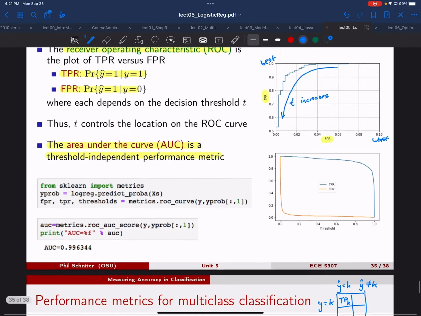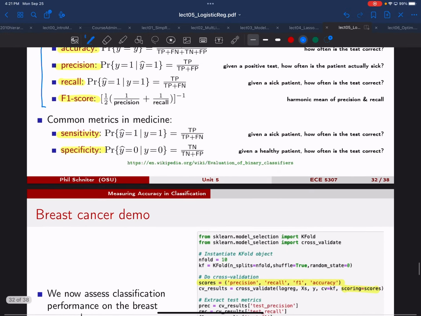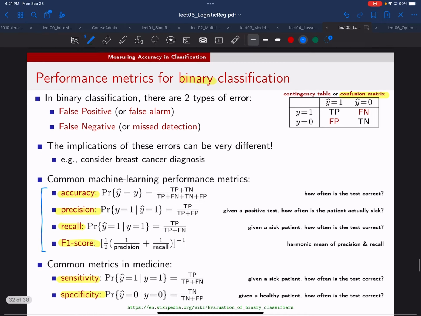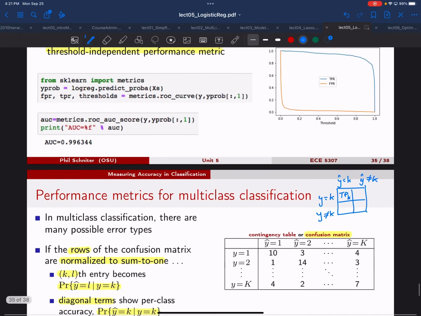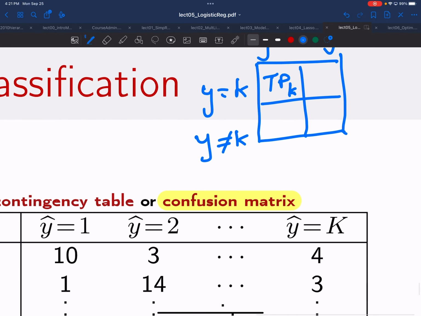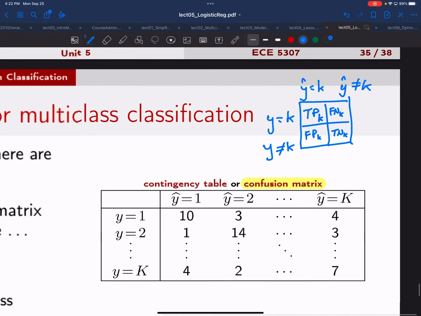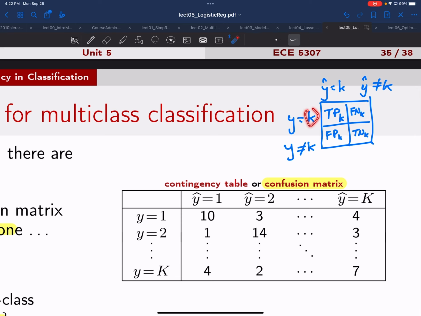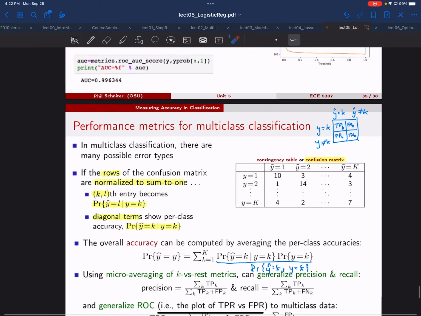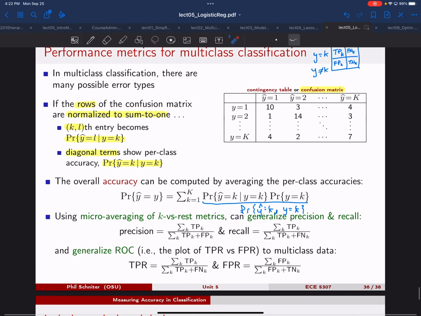Let's see, what do we have? Then we have, it's basically the same as this table. False probability K, false negative K, and true negative K. Okay. So depending on which value of K you're holding out here, all these numbers will change. But for any given K, you can compute those numbers.